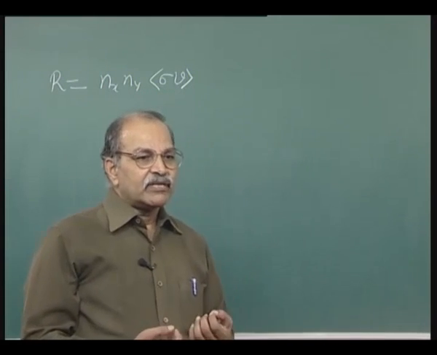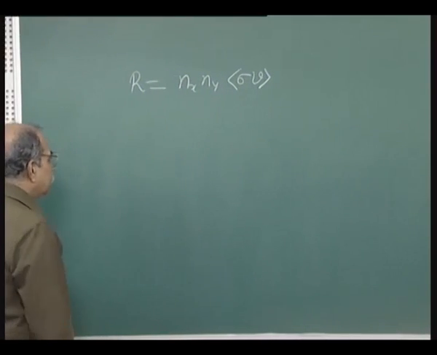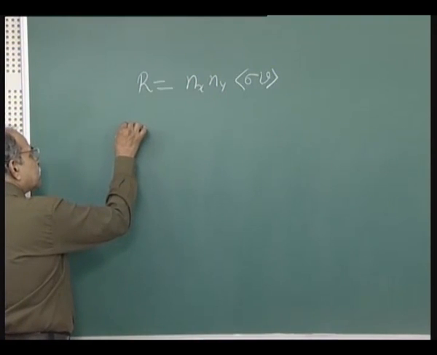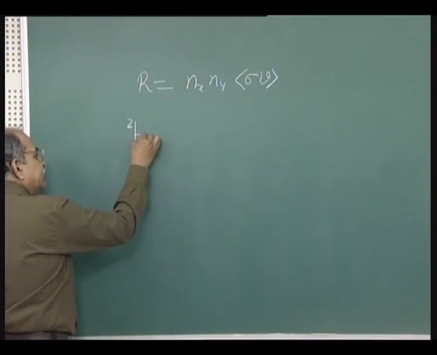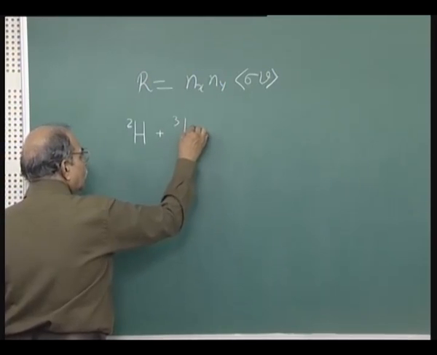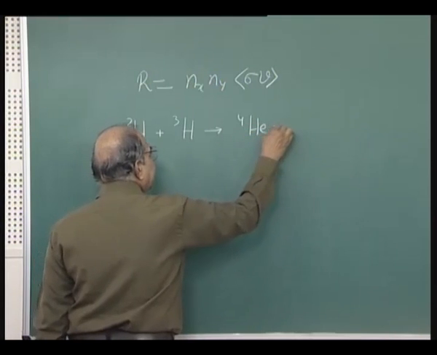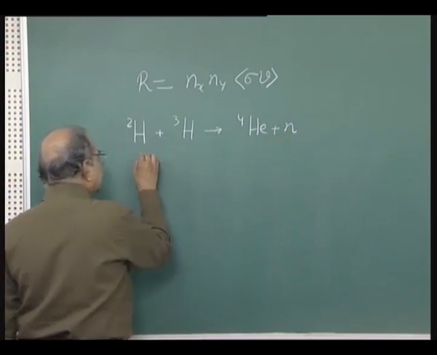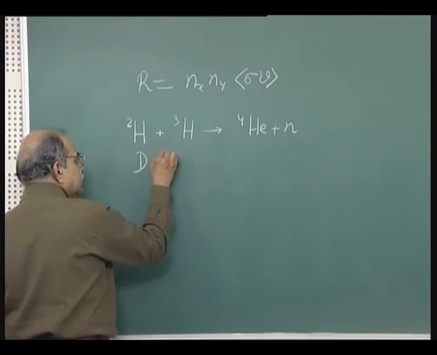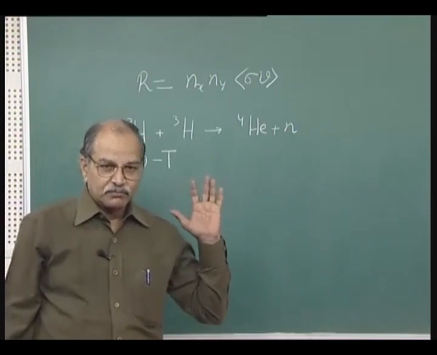And it turns out that for making a fusion reactor, the most attractive proposition is what you call the DT reaction, a deuteron and a triton, going to 4He plus n. So, this is D and this is T. So, this is the DT reaction. This has the best promise.